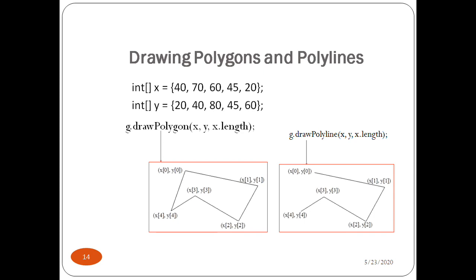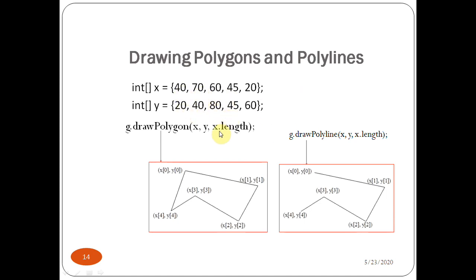So the next shape is polygon. So polygon is not a basic shape. So we can define a polygon as a shape with an unlimited number of sides. Okay. So to draw a polygon, you need a set of x values and set of y coordinate values.